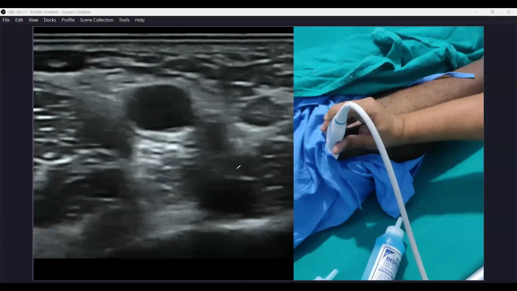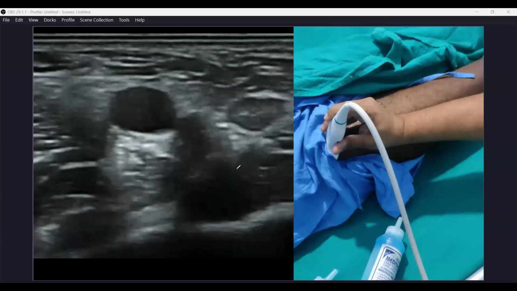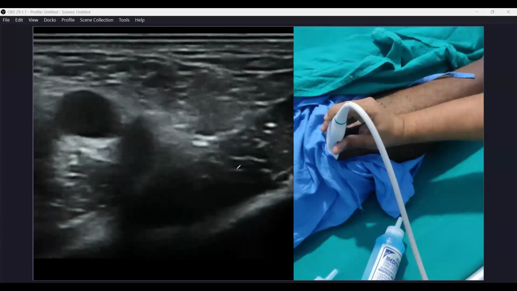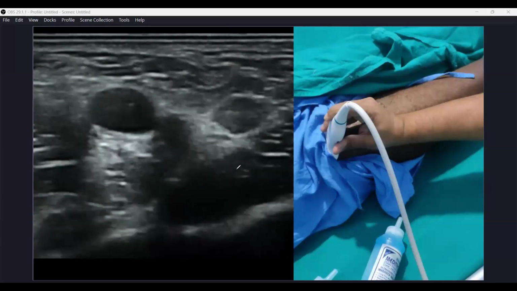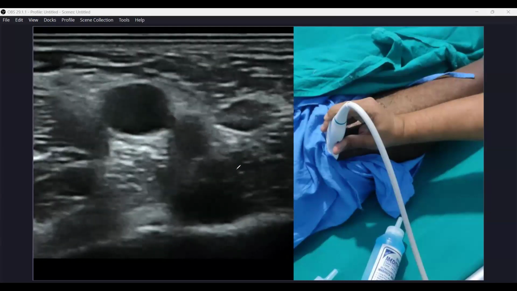Now, as we are moving close to the artery, we have to try to find a nerve close to the artery.